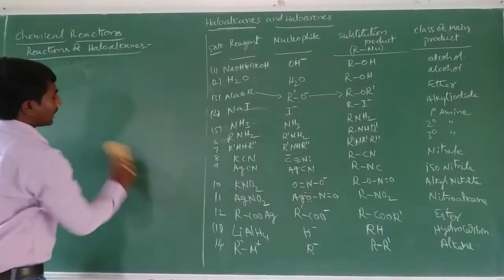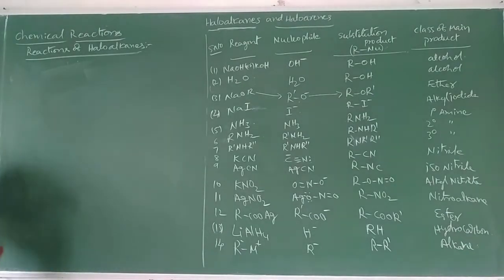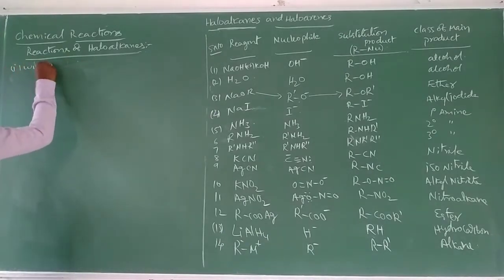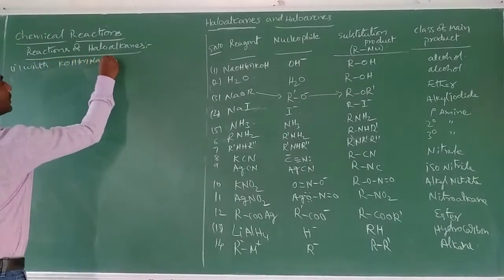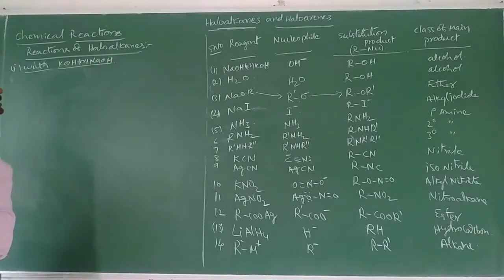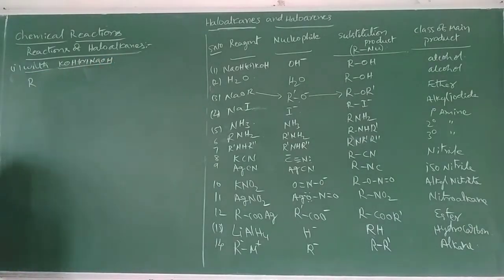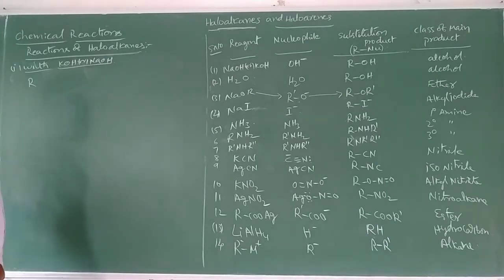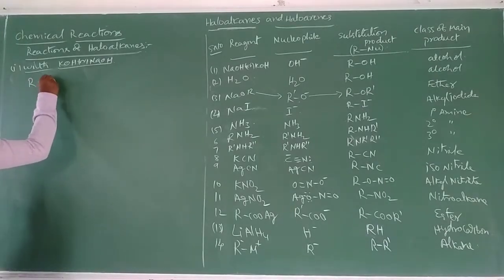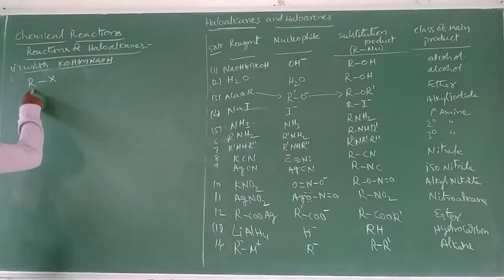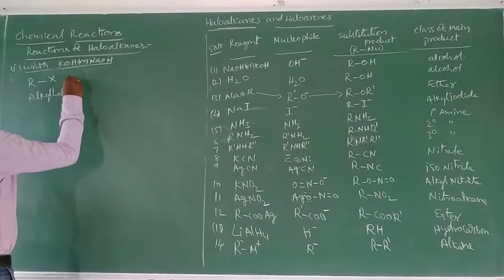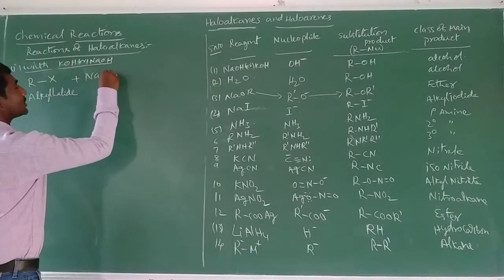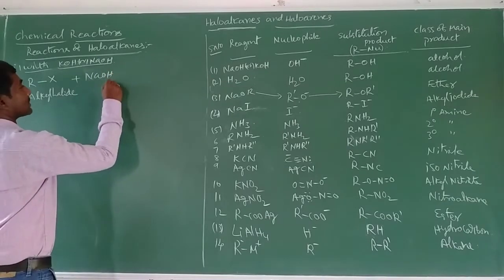NaOH and KOH. So, haloalkanes reacting with NaOH and KOH. First one is with KOH or NaOH. So haloalkanes means halogen alkyl group. Alkyl group R, halogen group X, RX, alkyl halide. This is alkyl halide reacting with NaOH or KOH, aqueous medium.